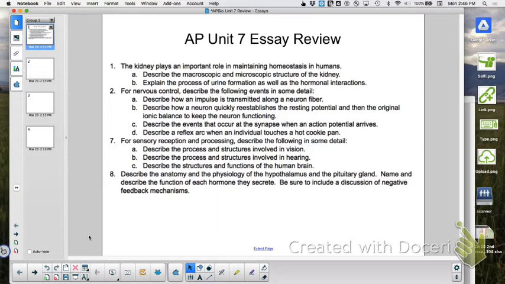the events that occur at the synapse when an action potential arrives. So bring your action potential to the synapse if you get that question. Okay, so talk about an action potential is traveling along the length of the neuron. You're at the axonal bulb. Sodium gates are opening. Now, at the axon, what gates open up? Calcium. And you want to mention that the calcium is concentrated outside the neuron and it's moving into the neuron.